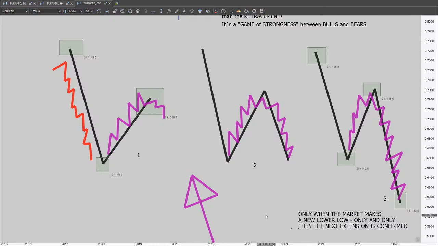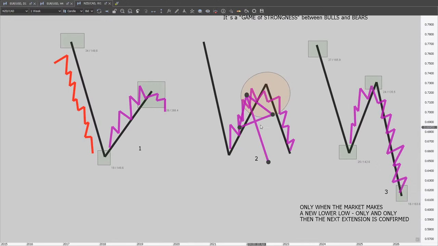Yes, exactly. No, you're right, Tari, you're right. So here is the kicker. Remember when I'm telling you don't mix apples with bananas? You are not wrong, Tari. I'm just trying to explain to you. Don't confuse the end of a retracement with a confirmed extension. Those are two different trading areas.